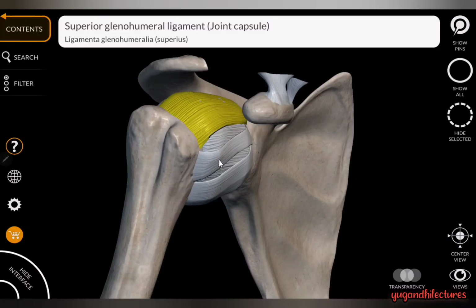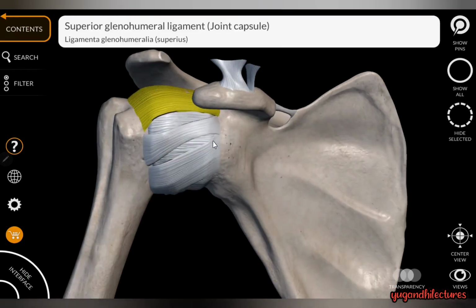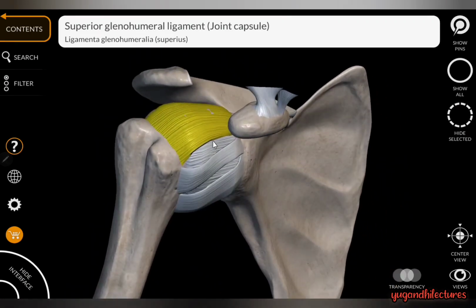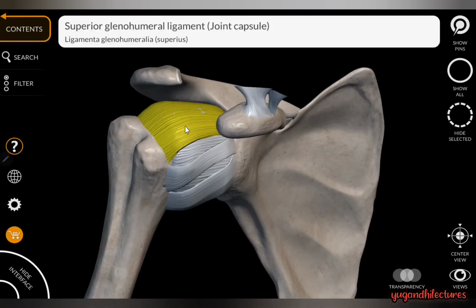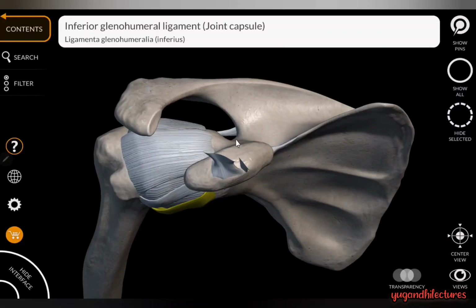So these three bands of the glenohumeral ligaments provide stability to the joint capsule in the anterior portion. See, this is the superior glenohumeral ligament, this is the middle glenohumeral ligament, and this is the inferior glenohumeral ligament. You can see that it extends from the humerus to the glenoid cavity.